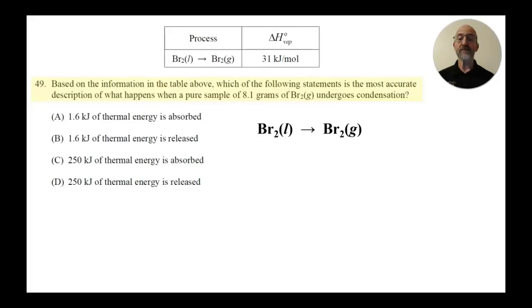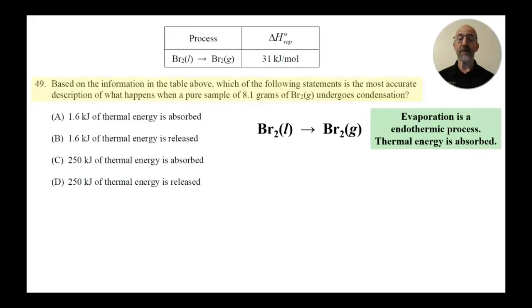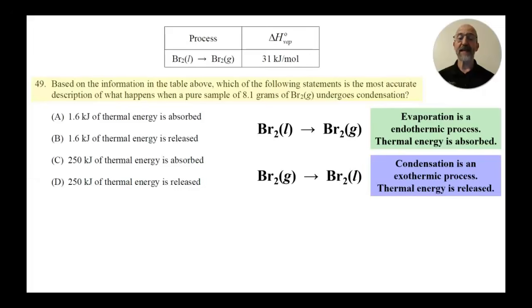So even though going from a liquid to a gas, or evaporation, is an endothermic process in which thermal energy is absorbed, the question is talking about condensation. So that's going from a gas to a liquid. And if evaporation is an endothermic process, that means that condensation is an exothermic process. So thermal energy is released when bromine undergoes condensation. Let's go ahead and eliminate choices A and C, which say that thermal energy is absorbed.